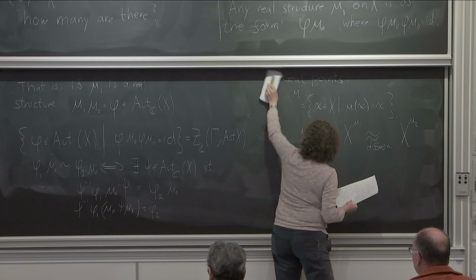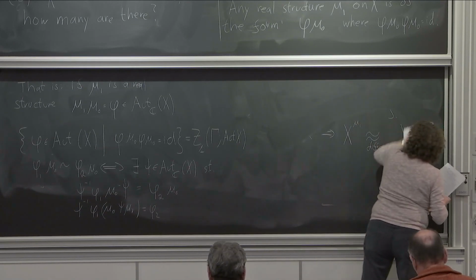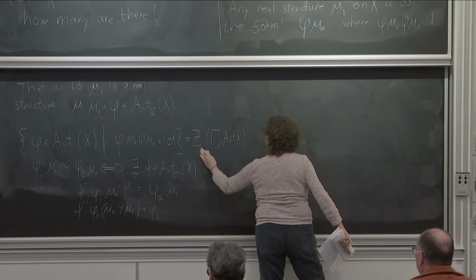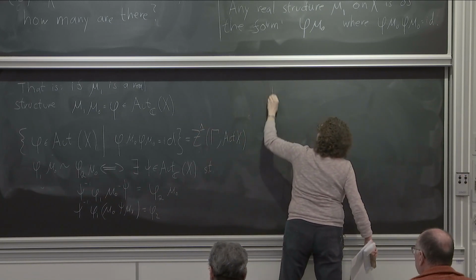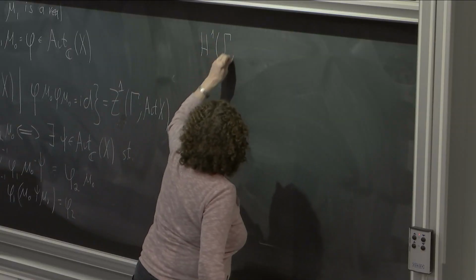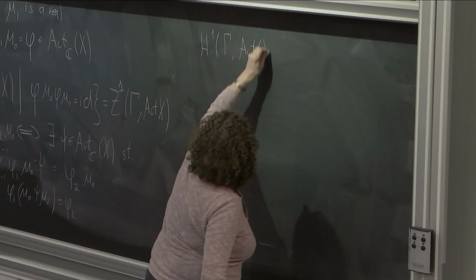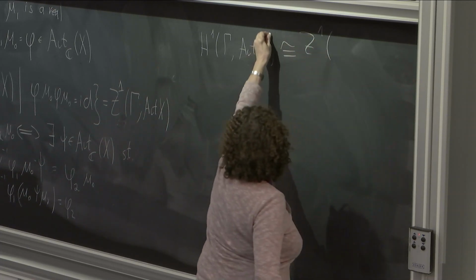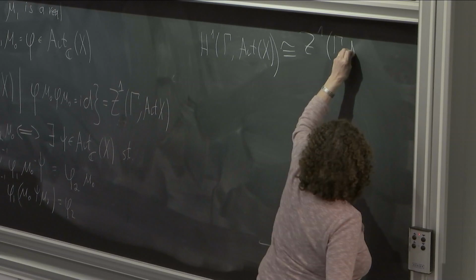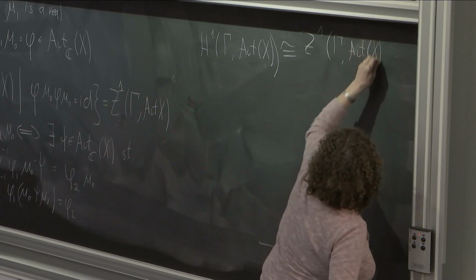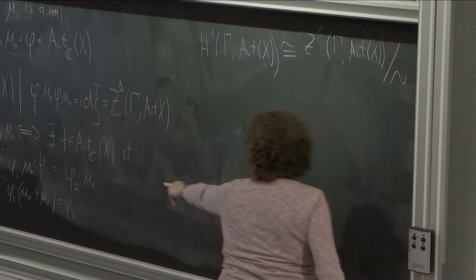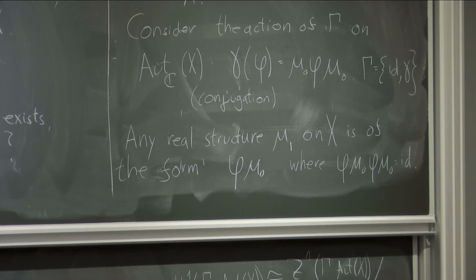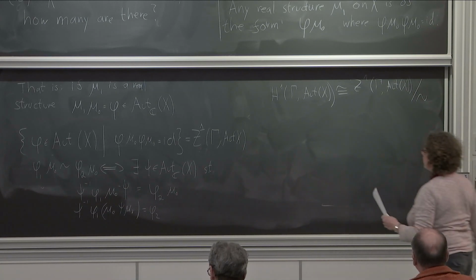Defines the equivalence, giving H1, sorry, H1 of gamma aught X is simply Z1 of gamma aught X modulo this equivalence. Okay? So it's just a terminology, it's a way of saying how to find all real forms.